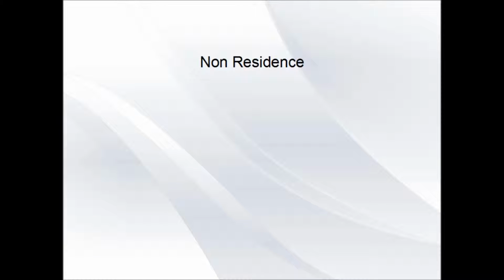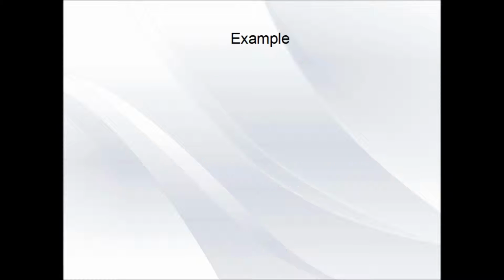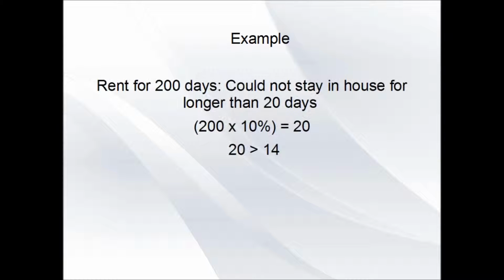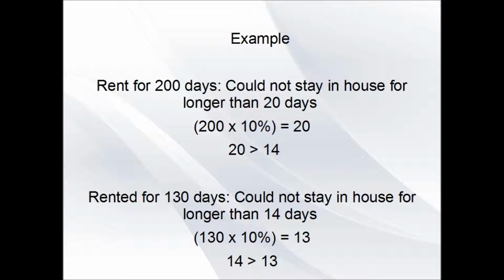The third and final situation is non-residence. To qualify, a taxpayer would need to rent the house for at least 1 day, but could not live in the house for longer than the greater of 14 days or 10% of rental days. For example, if a taxpayer rented their house for 200 days of the year, they could not live in the house for more than 20 days. If they rented for only 130 days, they could not live in the house for more than 14 days.